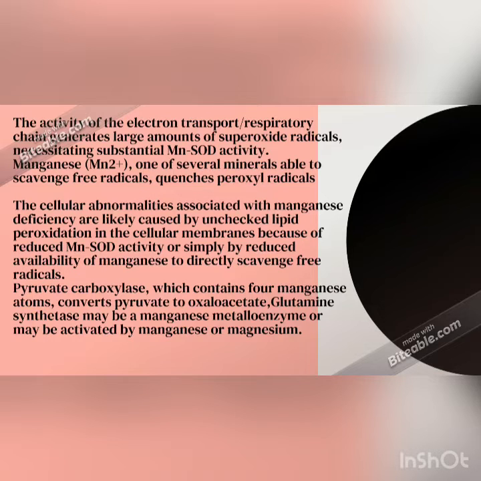The cell ultrastructural abnormalities associated with manganese deficiency are likely caused by unchecked lipid peroxidation in the cellular membranes because of reduced Mn-SOD activity, or simply by reduced availability of manganese to scavenge. Pyruvate carboxylase, which contains 4 manganese atoms, converts pyruvate to oxaloacetate. Glutamine synthetase may be a manganese metalloenzyme or may be activated by manganese or magnesium.